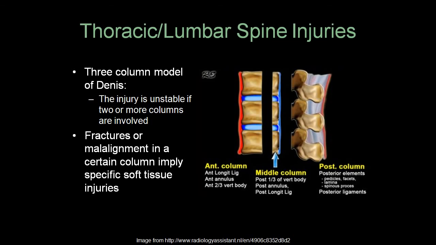Fractures or malalignment in a certain column imply specific soft tissue injuries. In the anterior column, these soft tissues include the anterior longitudinal ligament and anterior annulus. In the middle column, these soft tissues include the posterior annulus and the posterior longitudinal ligament. In the posterior column, these soft tissues include the posterior ligaments. Remember that we cannot see these specific ligaments and soft tissues on X-rays. We can only see the osseous structures.